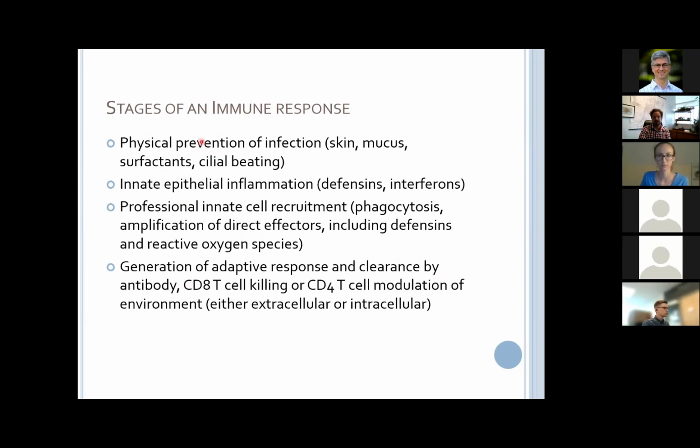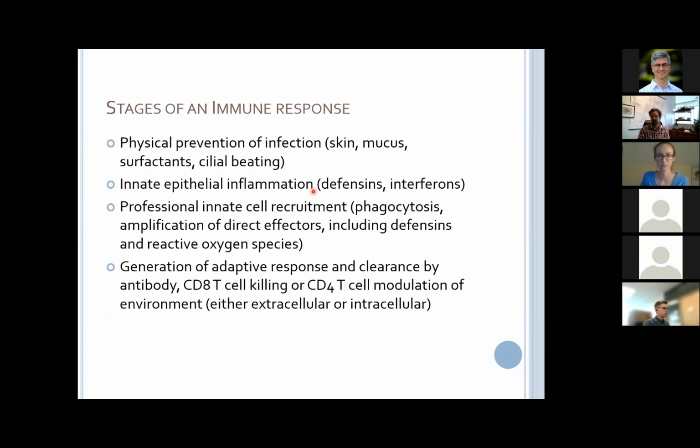So just recapping that, the stages of the immune response are this physical prevention of infections, so blocking by the skin, mucus, innate epithelial inflammation. Those first layers of the body that a pathogen usually encounters are usually epithelial layers. So your skin is an epithelial layer, your lungs are an epithelial layer, and your gut are an epithelial layer.